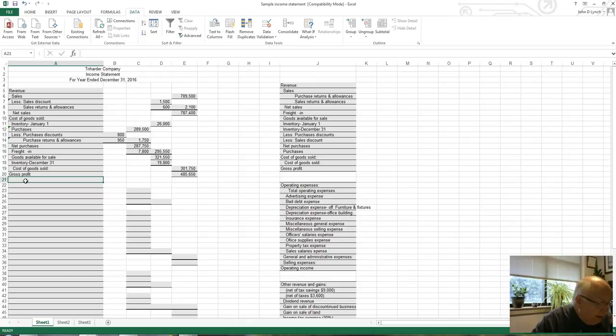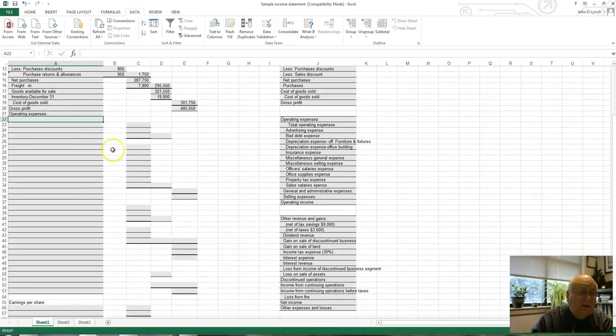After gross profit, we then start with the operating expenses. That's our next section. Now, there are two types of operating expenses. There are selling expenses, which is what we do first, and of course then there are general administrative expenses. Selling expenses are those expenses that relate to the selling of the product. So the first one we have here, of course the most obvious one, is advertising.